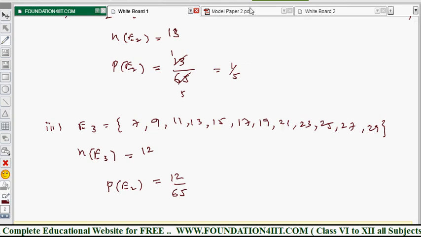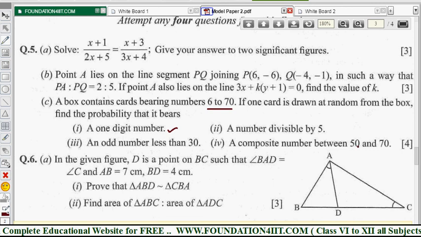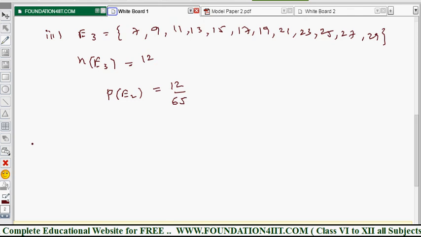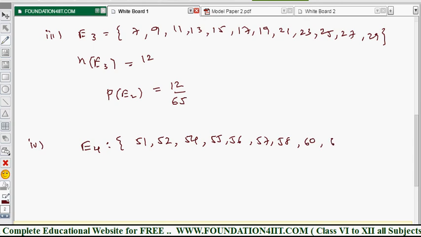Now, composite numbers between 50 and 70. Composite means numbers which are not primes. So you know that. Then that is event 4. Between 50 and 70, the composite numbers are 51, then 52, 53 is a prime number, so next 54, 55, 56, 57, 58. 59 is again a prime number, so 60, 61 is prime, so 62. We must know all this data, then we can do it fast. And 63, 64, 65, 66, 68 and 69.